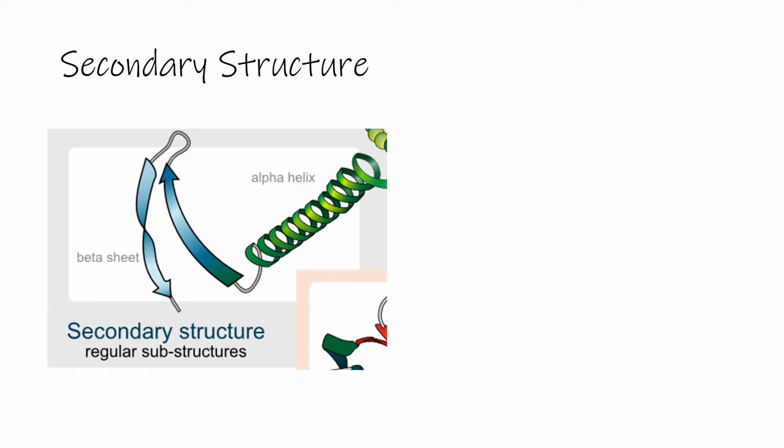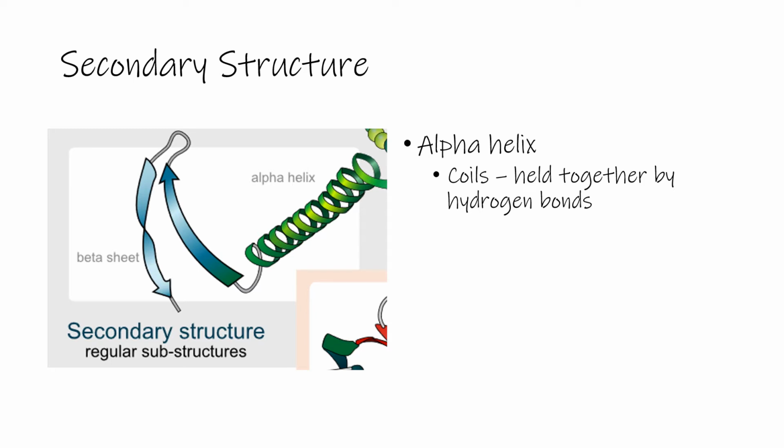The secondary structure is how that primary structure, how that amino acid chain, that polypeptide chain, folds together. And if it folds into a regular structure, that's our secondary structure. And those regular structures that it could be are the alpha helix or the beta pleated sheet.